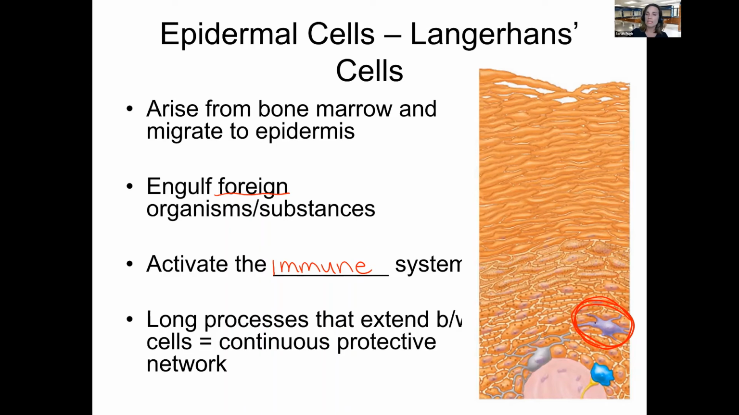Now, one thing that makes Langerhans cells so great in your skin is that they have these really long branchy processes that kind of snake in between all these keratinocytes. So if you have something sort of moving in between your keratinocytes, a Langerhans cell will pick it up and gobble it up. They'll recognize it as foreign.